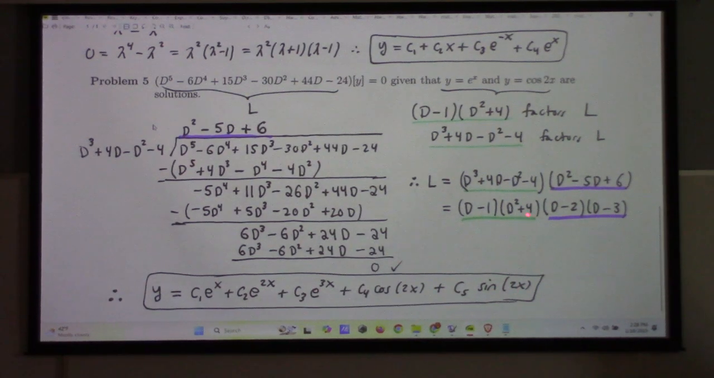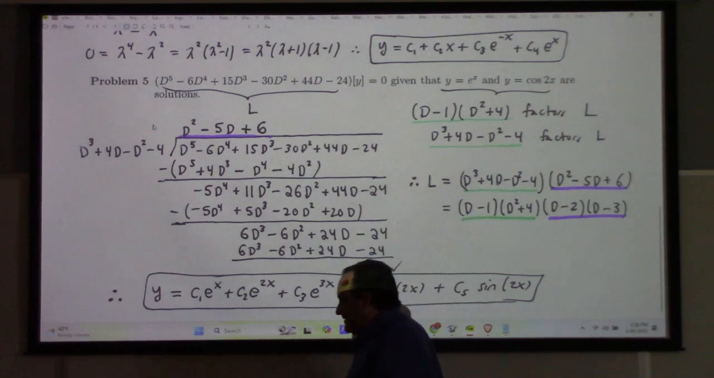Sine and cosine both coming from D squared plus 4, right? You can't have a cosine 2x in the solution without also having a sine 2x, right? At least in the general solution.